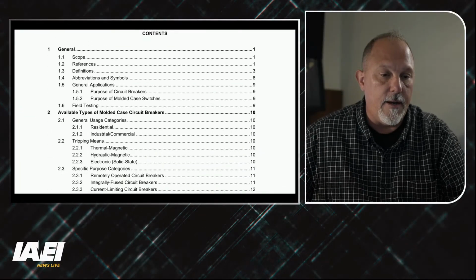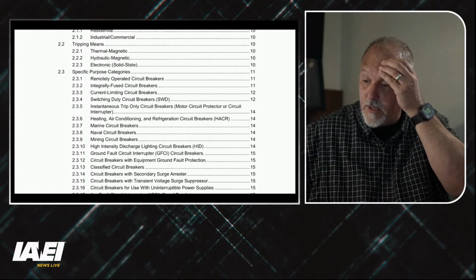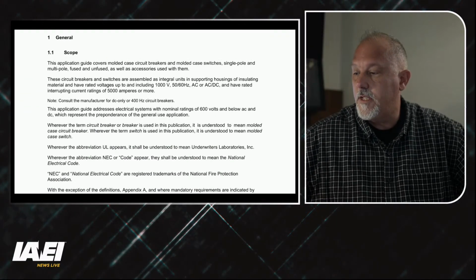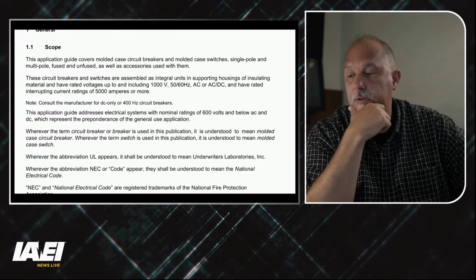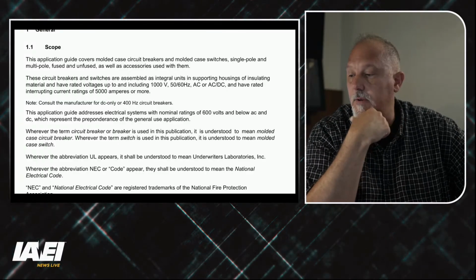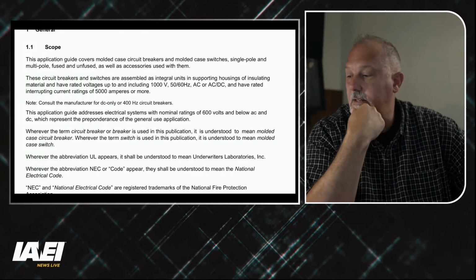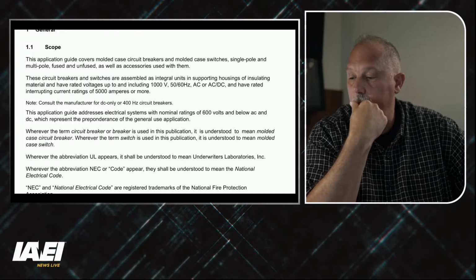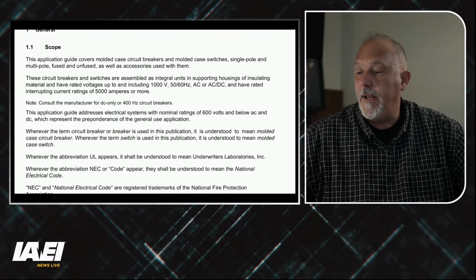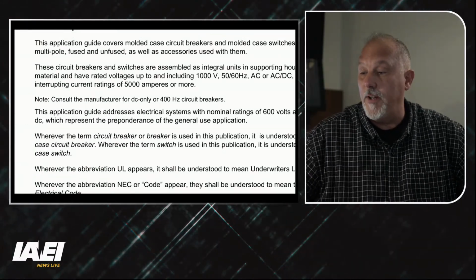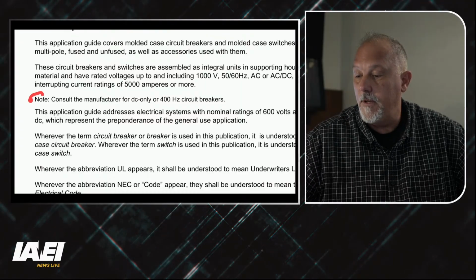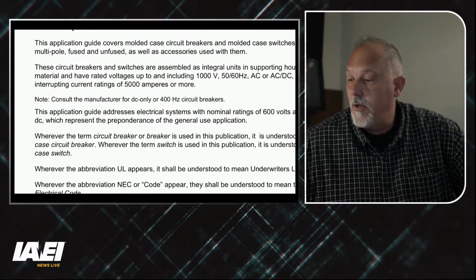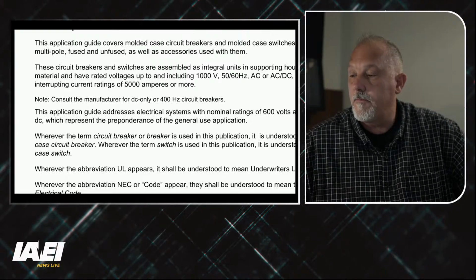So let's do this first. If you think about a circuit breaker, let's look at the definitions. This is the scope of this document. We're going to talk about rated voltages up to and including 1,000 volts AC or DC, with interrupting ratings up to 5,000 amps or more. And okay, here is a good note right here: consult the manufacturer for DC only or 400 hertz circuit breakers.